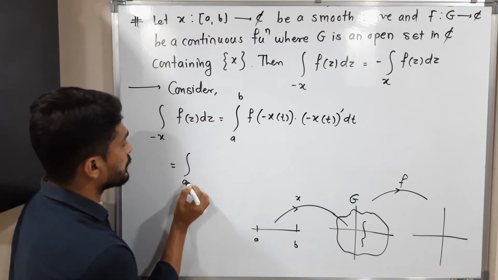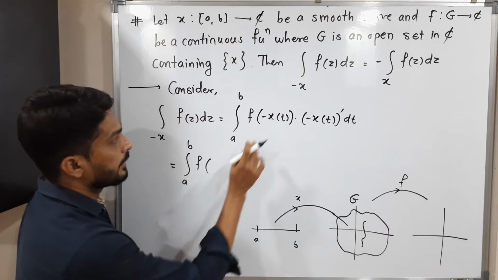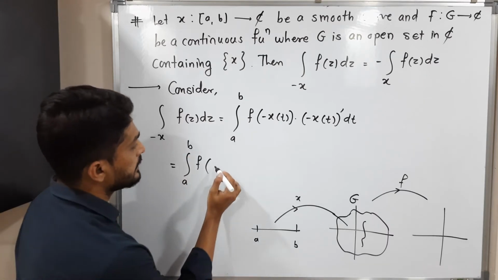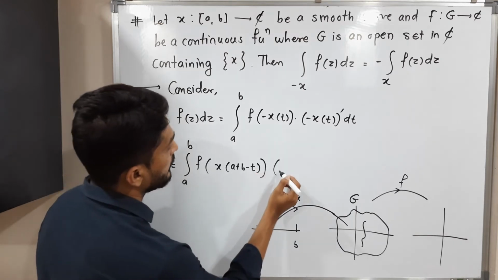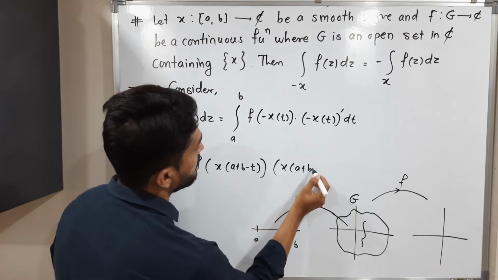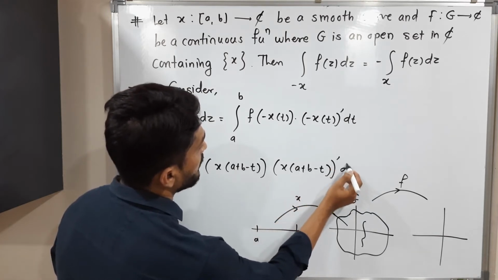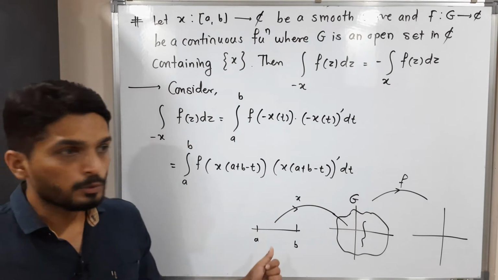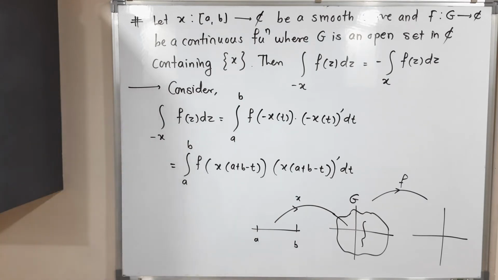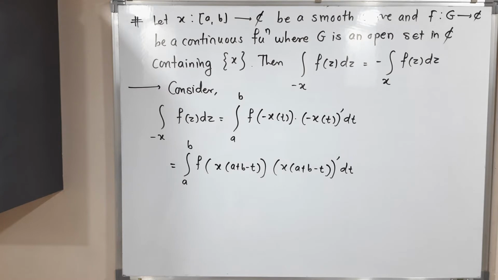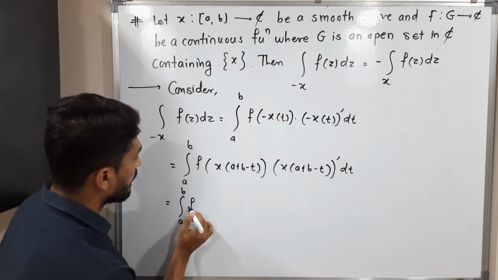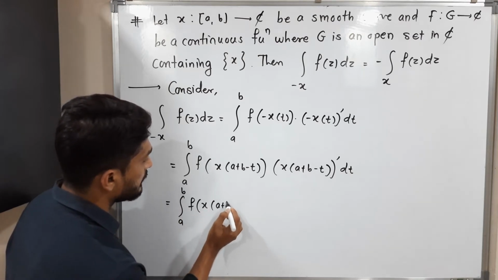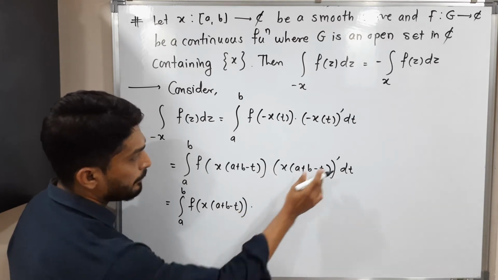So this is equal to integration a to b of f of, the definition of (minus x)(t), which is x(a + b − t). Here also I should write x(a + b − t) and its derivative dt. So let me remove this diagram so we will have some more space to write. Okay. So now this is equal to integration a to b, right, of f(x(a + b − t)). Now I am going to take its derivative.